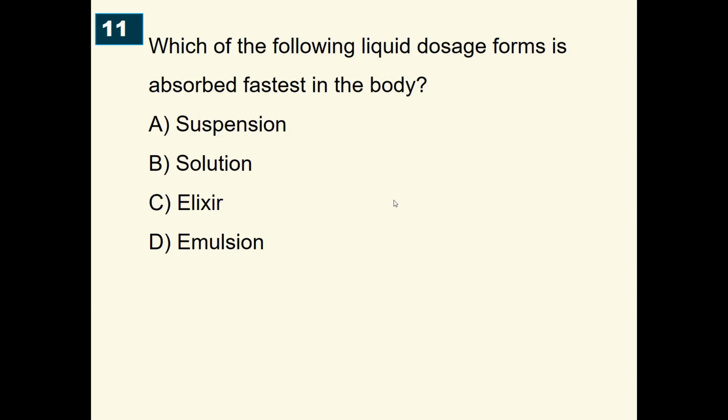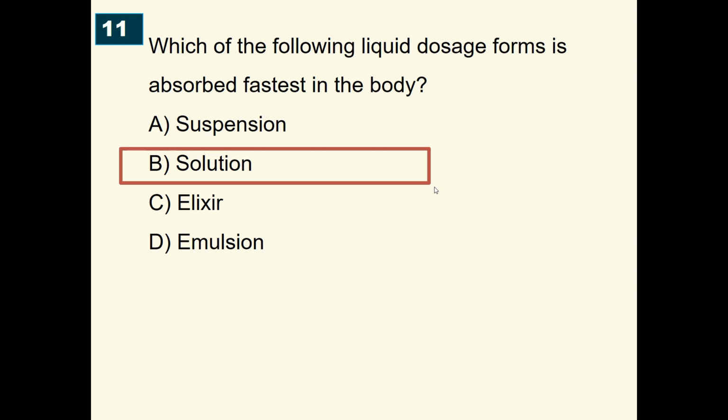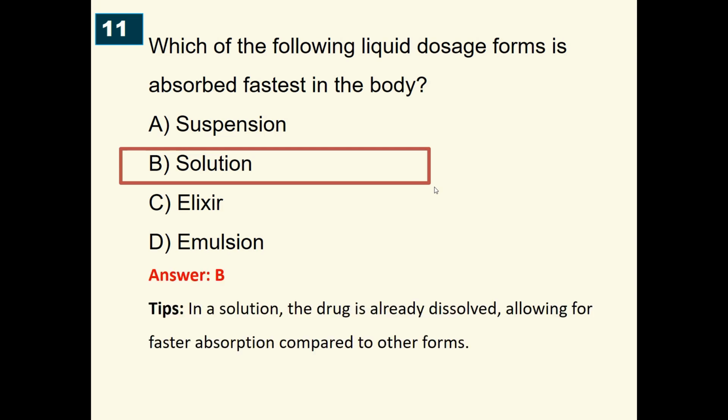Which of the following liquid dosage forms is absorbed fastest in the body? A. Suspension. B. Solution. C. Elixir. And D. Emulsion. Correct answer is solutions. Solutions are ready to absorb because they do not need to disintegrate and dissolve. They are already dissolved, so they are absorbed faster than other liquid dosage forms.